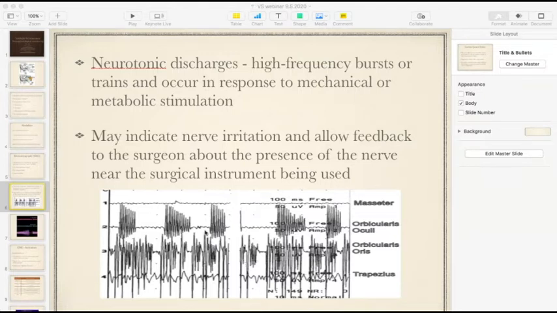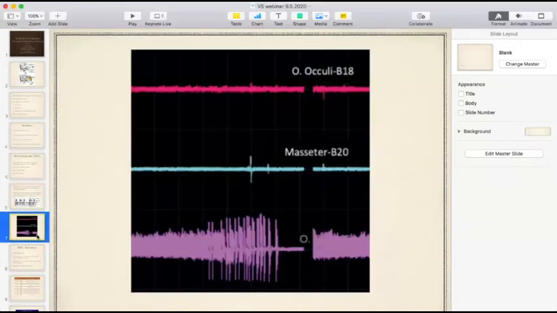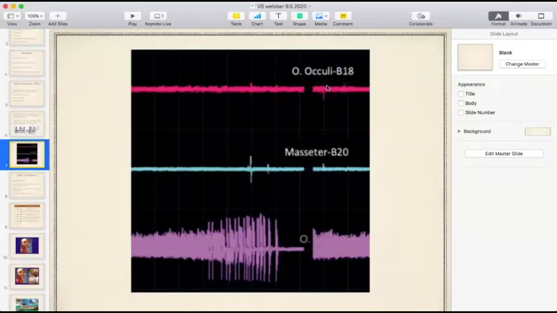This is an example of bursts and trains of neurotonic discharges when the nerve is in very close proximity to the area of dissection. Another example: this is the orbicularis oculi showing baseline EMG responses. Once there is any handling of the facial nerve, there is an increase in the potential, either a train or bursts of potentials, indicating that there is nerve handling, or the dissection is in close proximity to the nerve.